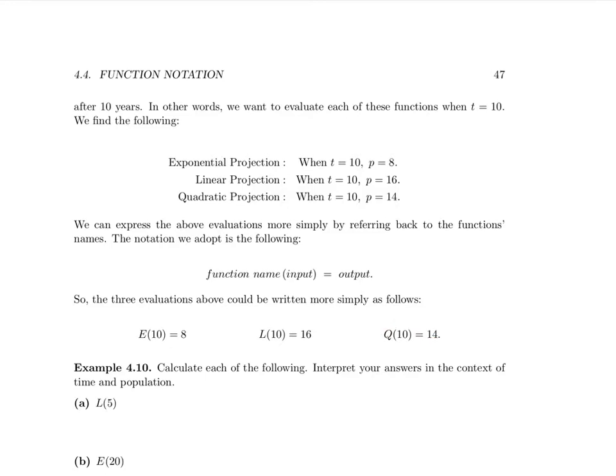So I cannot emphasize this enough, how to interpret these kinds of statements. So I'm going to go through them one more time. This statement says, when I substitute 10 into the function e, the output equals 8. When I substitute 10 into the function L, the output equals 16. When I substitute 10 into the function q, the output equals 14.